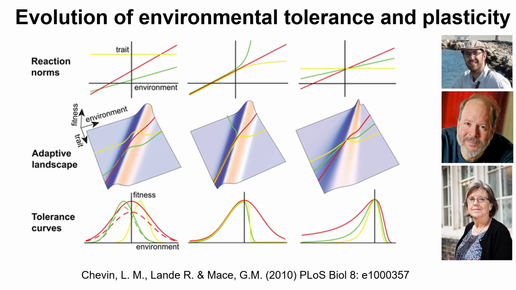And I've been interested in this from the perspective of the evolution of environmental tolerance and plasticity, building largely upon the framework by Luis-Miguel Chevin, Russ Lande, and the late Georgina Mace, where they have developed a framework where we think about reaction norms, that is how a trait plastically changes in relation to the environment, and then connect that to the adaptive landscape, how fitness affects the changing trait values, and then thinking in terms of tolerance curves, how fitness in its turn is affected, changed by the reaction norm slopes and intercepts.